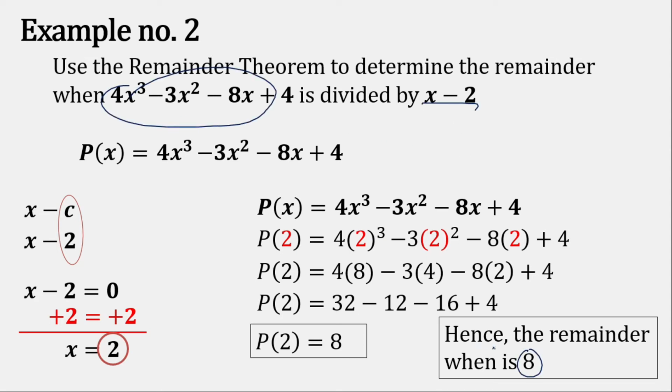I'm sorry for my wordings here. Somehow I erased some parts of the final answer. So again, the remainder is 8 when the polynomial is divided by x minus 2.